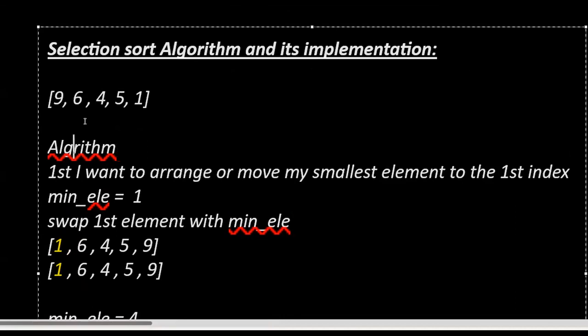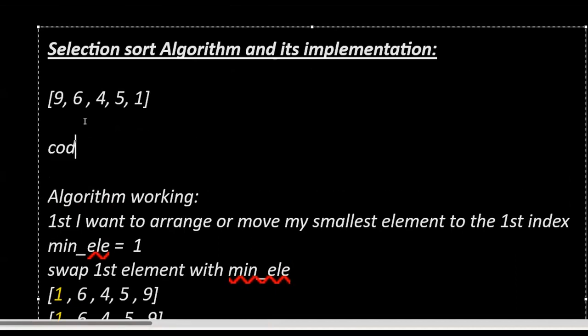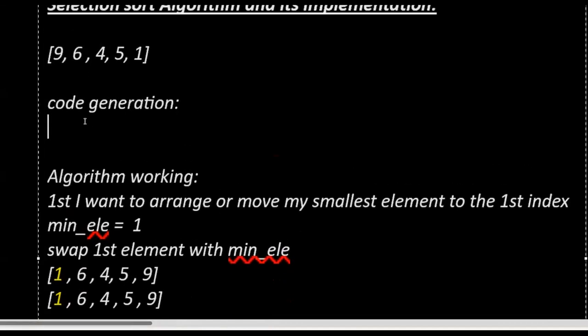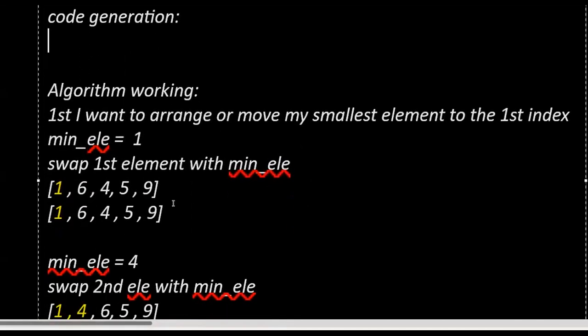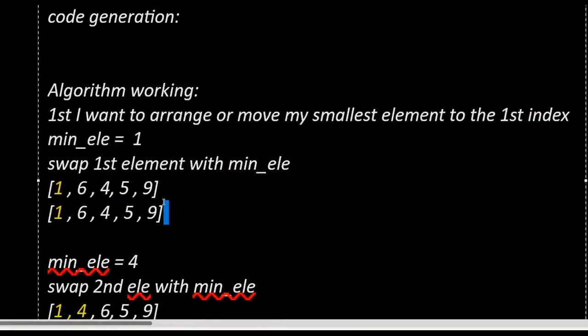This is how the algorithm works. Now let us try to generate code for it. So how do we generate the code? Let us write code for this subpart first.